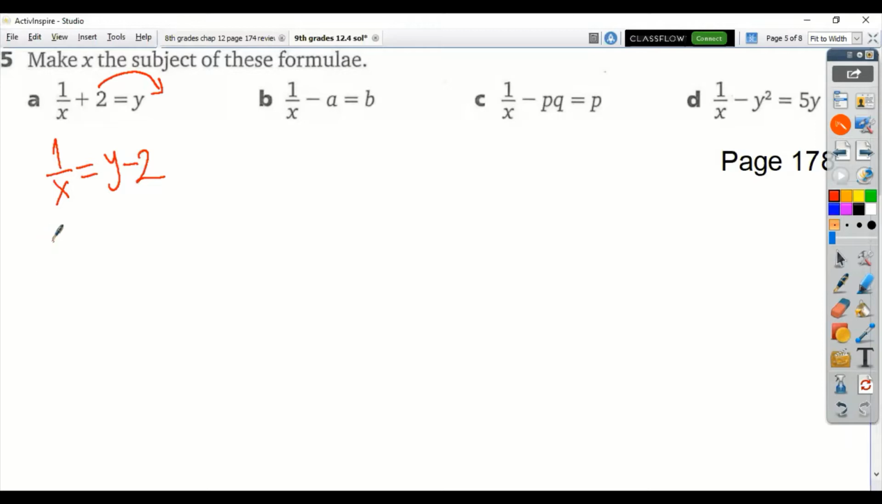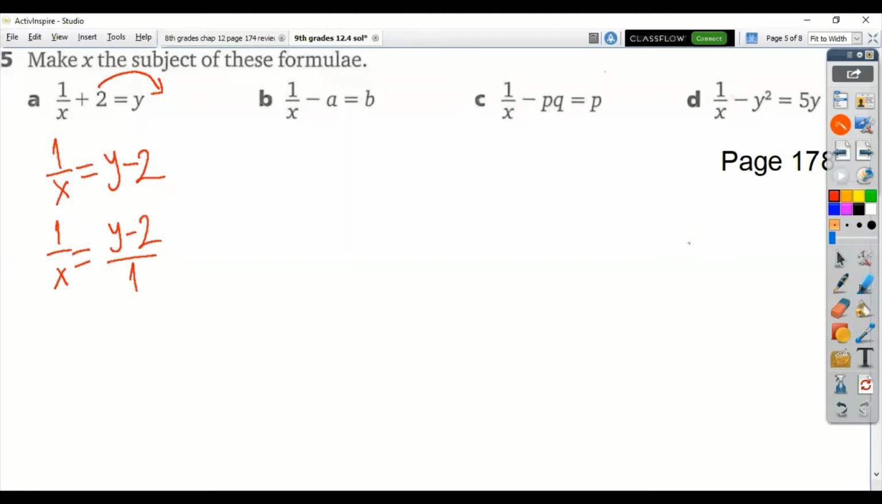Plus 2 on the other side becomes minus 2. Y minus 2 actually has the denominator of 1. So y minus 2 means y minus 2 over 1. Every expression has a denominator of 1 actually, I'm just not writing it here. In the next step, I want to write it. Why? Because I want to switch places of numerator and denominator here.